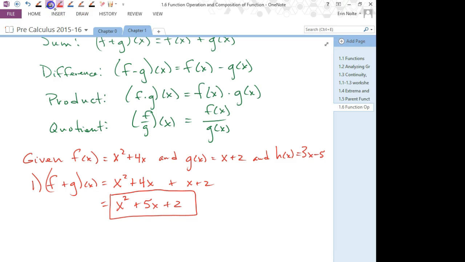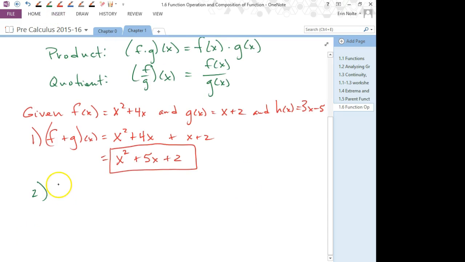Okay, let's do another one. Let's do subtraction. Let's do h of x minus g of x. Okay, so what would I subtract for these two? What's the h of x? And then I'm going to subtract x plus 2. Notice what I do when I do subtraction. Okay, so subtract that, tell me what you get.